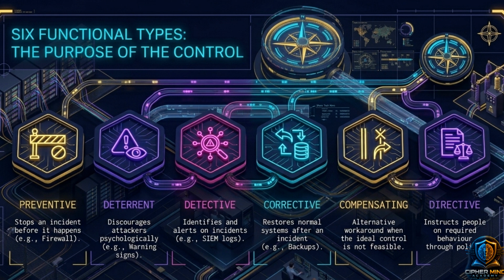Now let's look at what the control actually does. Preventive controls stop incidents before they happen. Deterrent controls discourage attackers from trying. Detective controls identify and alert on events. Corrective controls restore systems after an incident. Compensating controls provide alternative protection when the preferred control isn't feasible. Directive controls instruct people how to behave. Think of types as the job description of the control.